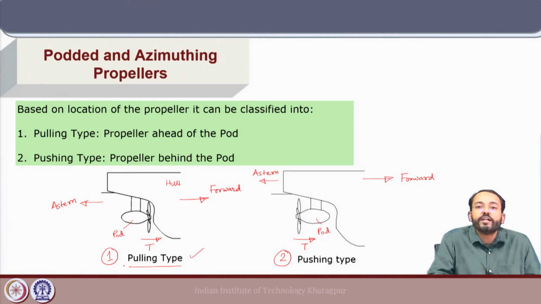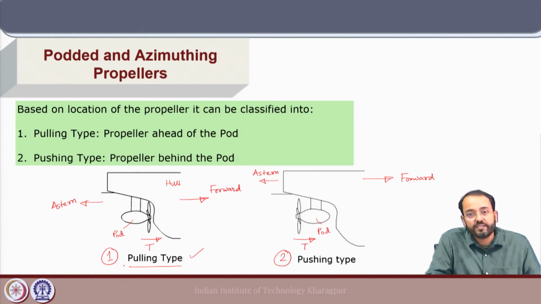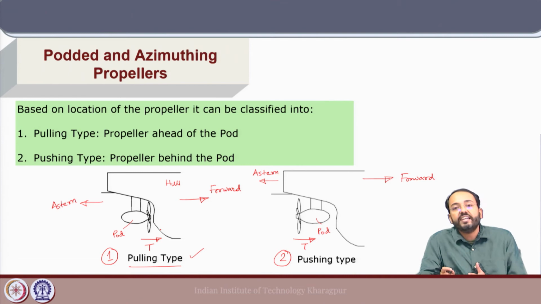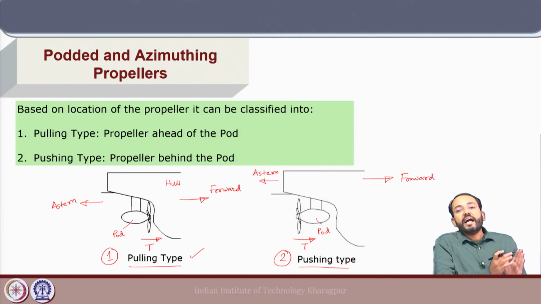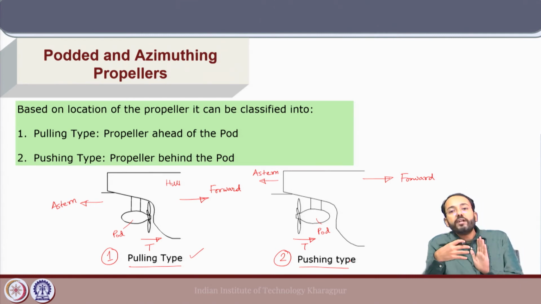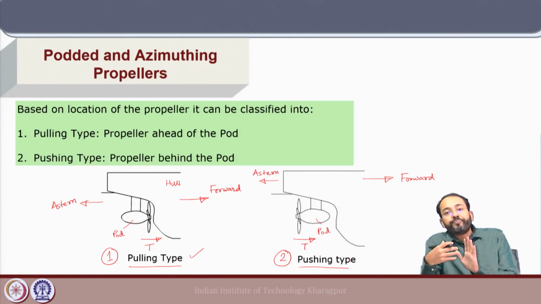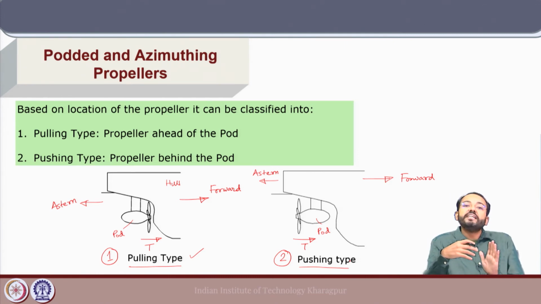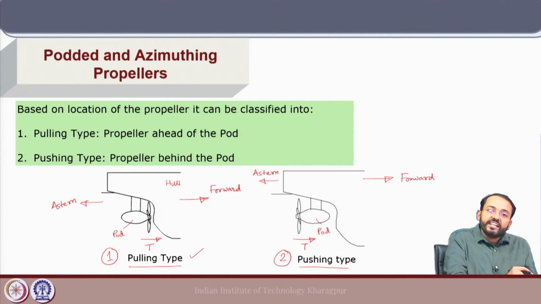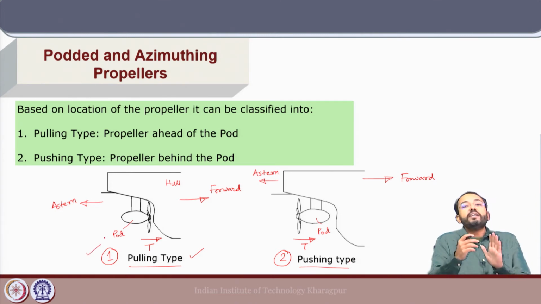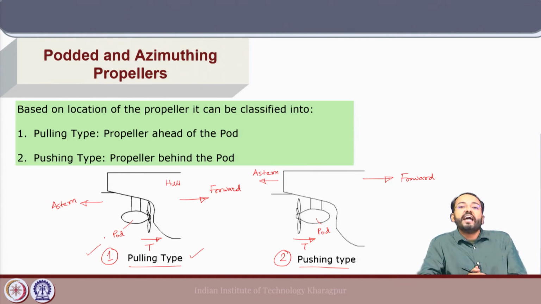and hence it has better vibration and noise characteristics because of a more uniform inflow. Hence, this pulling type podded propeller is used for passenger and cruise vessels where noise and vibration requirements are critical due to passenger comfort. Now, on the other hand, if we look into the pushing type podded propeller, the propeller is located behind the pod and hence the pod is ahead of the propeller. So, the flow into the propeller is disturbed by the presence of the pod.